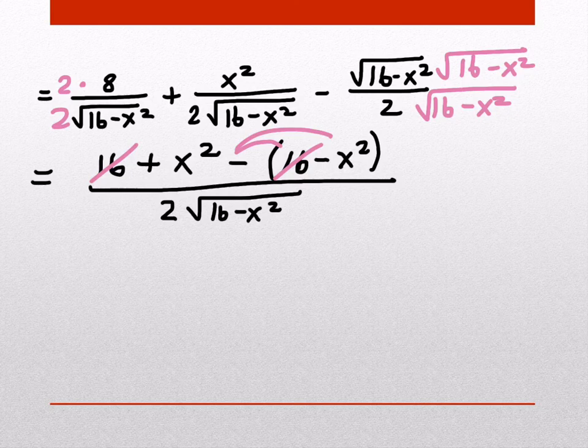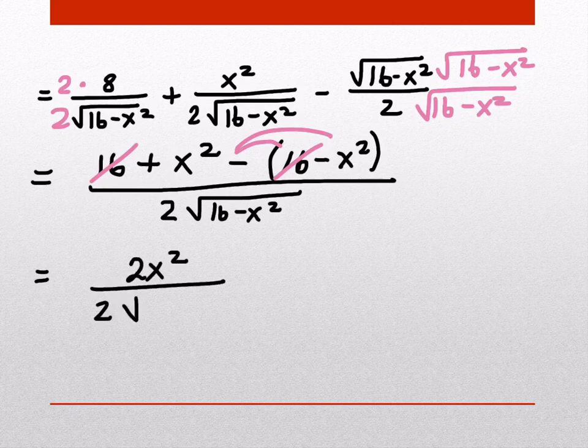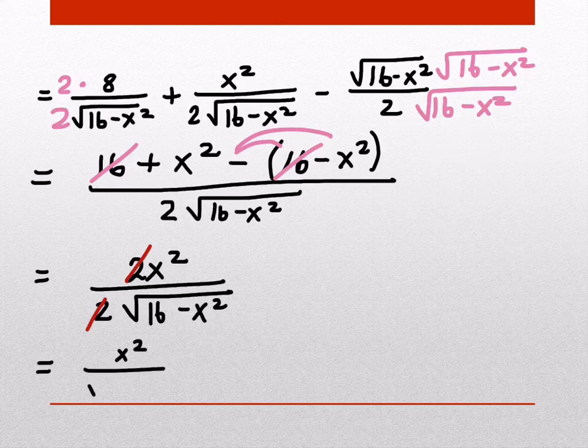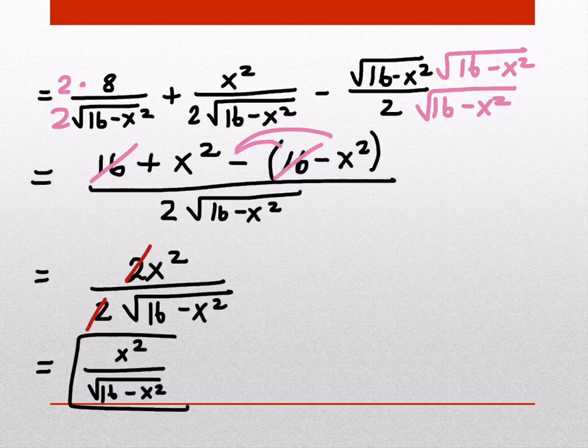What else do I have in my numerator now? The 2's on top and bottom. Right, I have 2x squared on the top. I have a 2 in the denominator with the 16 minus x squared. So Abby's exactly right. These 2's will also end up canceling. And my final result is x squared over the square root of 16 minus x squared.